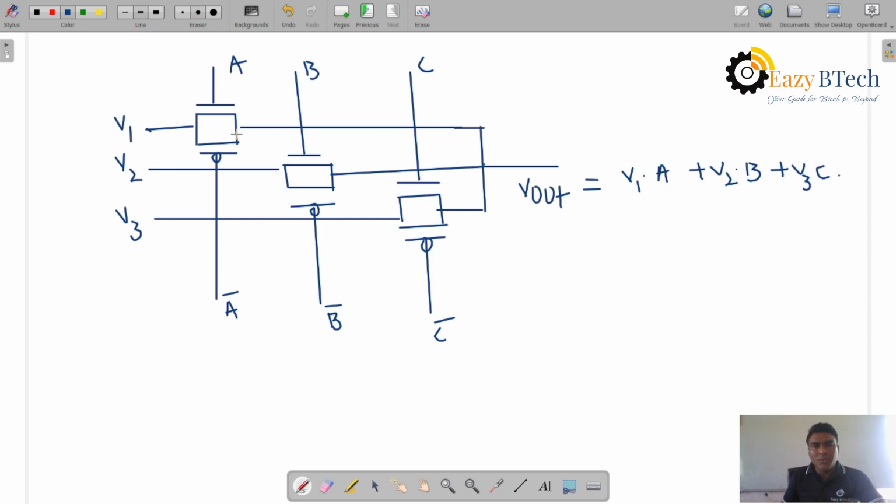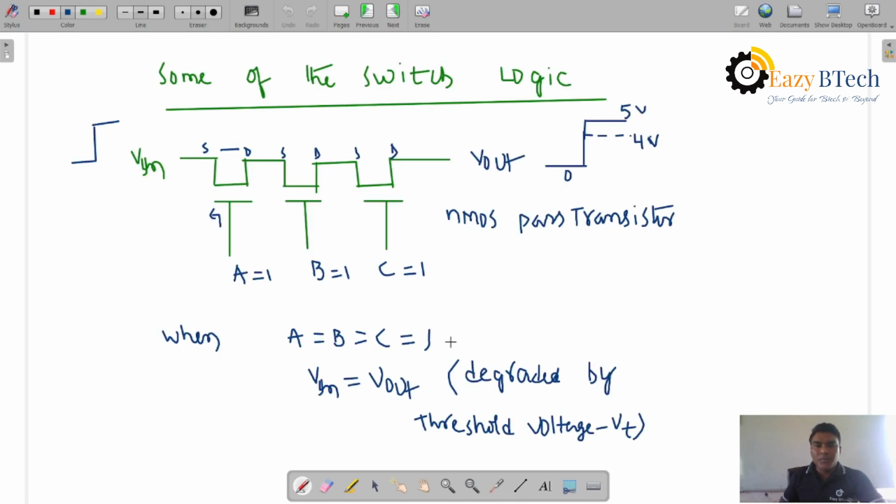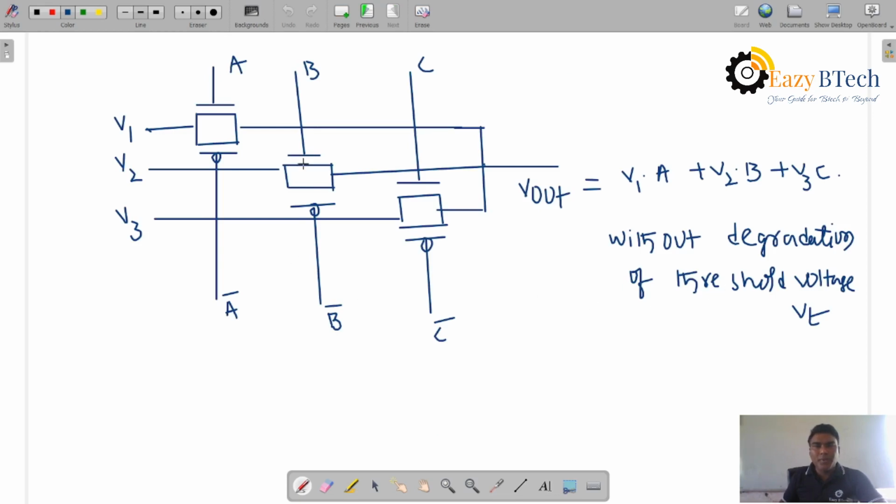The signal passing through this is a parallel combination, V1 plus V2 plus V3, without degradation by the threshold voltage Vt. Here, in the previous one, it is degraded by the threshold voltage Vt, and here it is without degradation of the threshold voltage. This is a transmission gate.